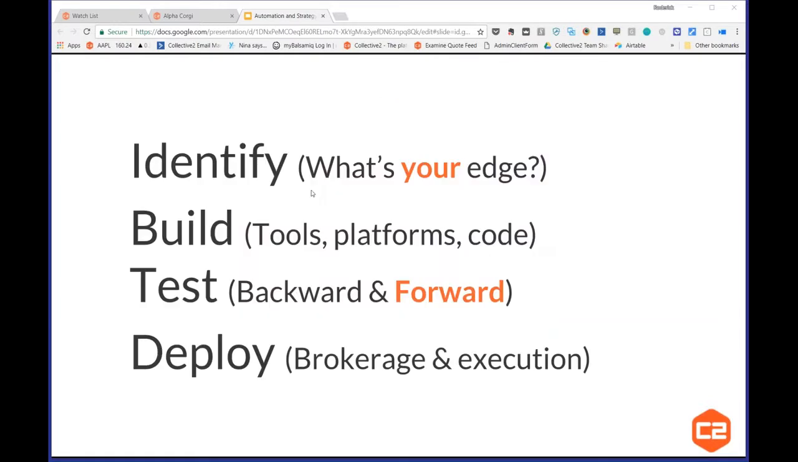Okay, so what we're going to talk about today is what I call IBTD, which is the place to start if you're interested in taking your trading from discretionary, often called chart-based point and click, to something that's a little bit more automated.